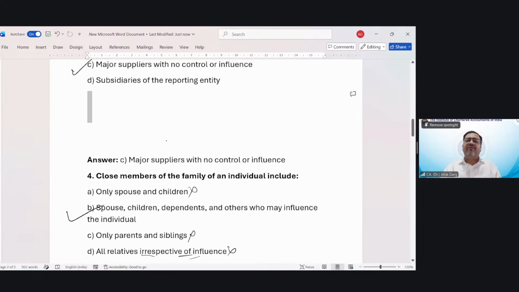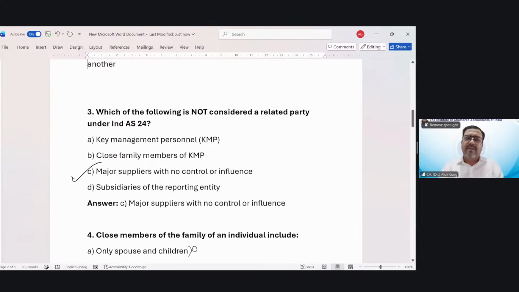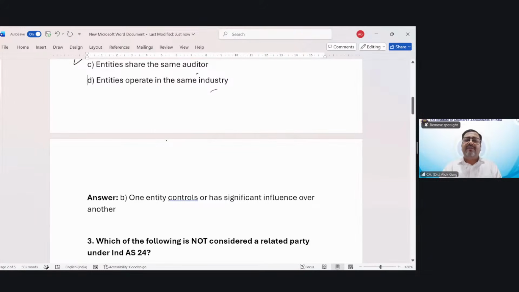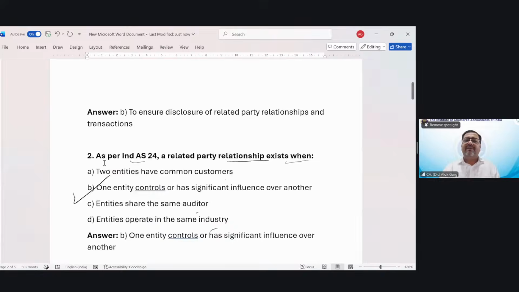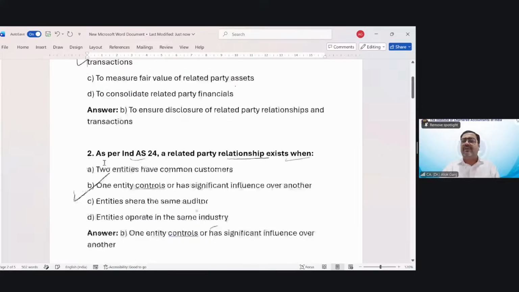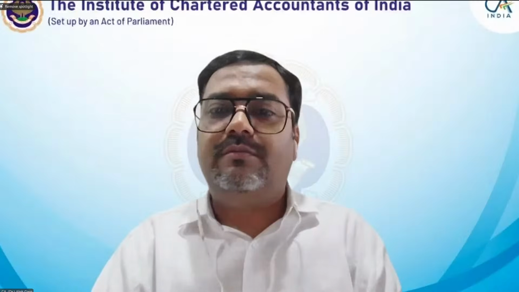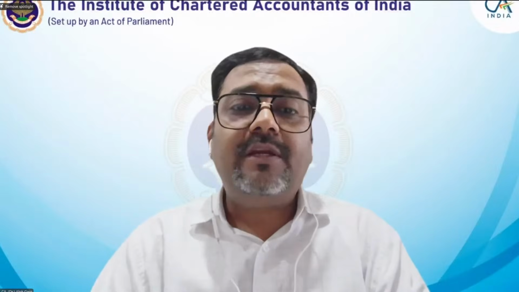So in case of government, what happens? Since government is very sensitive in nature, if the government has control, joint control or significant influence over the reporting entity, they have given the exemption of some related party disclosure. If government has a control or joint control, government will become a related party, so of course the disclosures are required to be given.